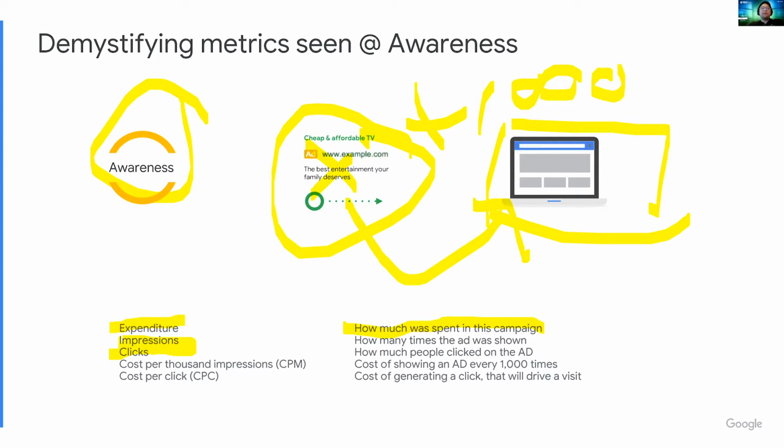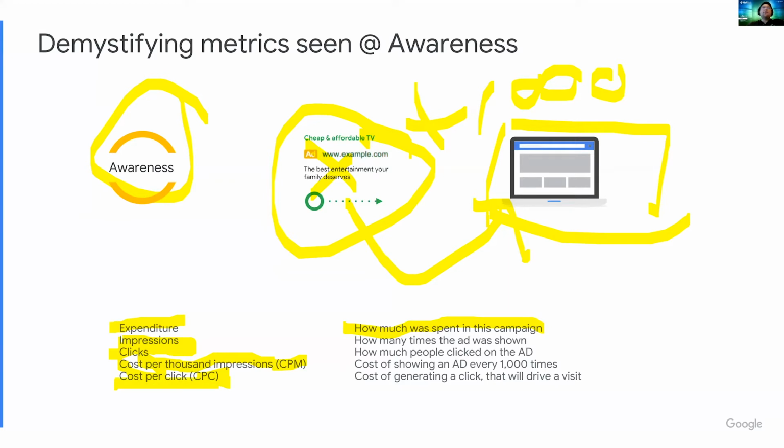It means that, for example, if your CPM was $1, it costs $1 to show the ad 1,000 times, right? And then there's something called cost per click, meaning that each time a click was generated, which is equivalent to a visit, this is how much it actually costs you to pay for this, okay?